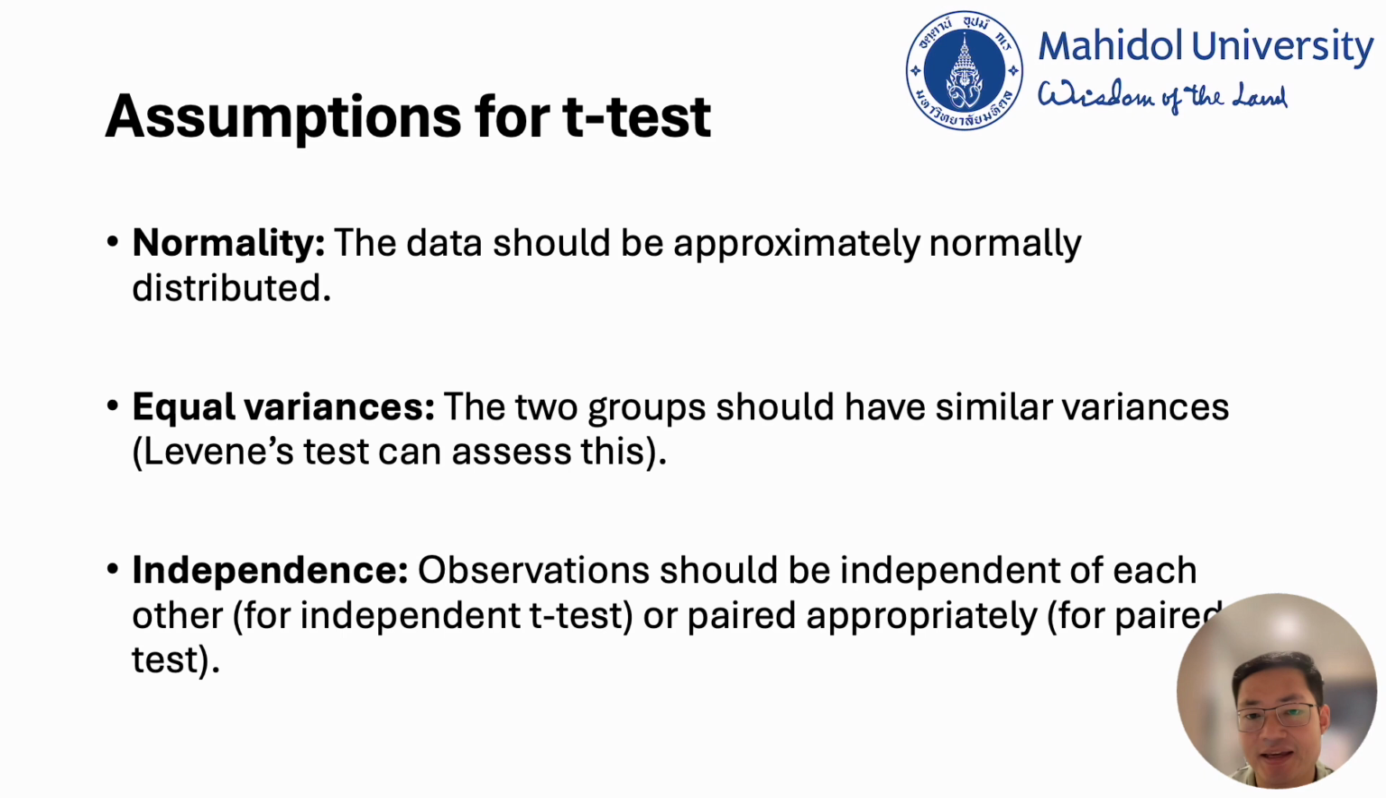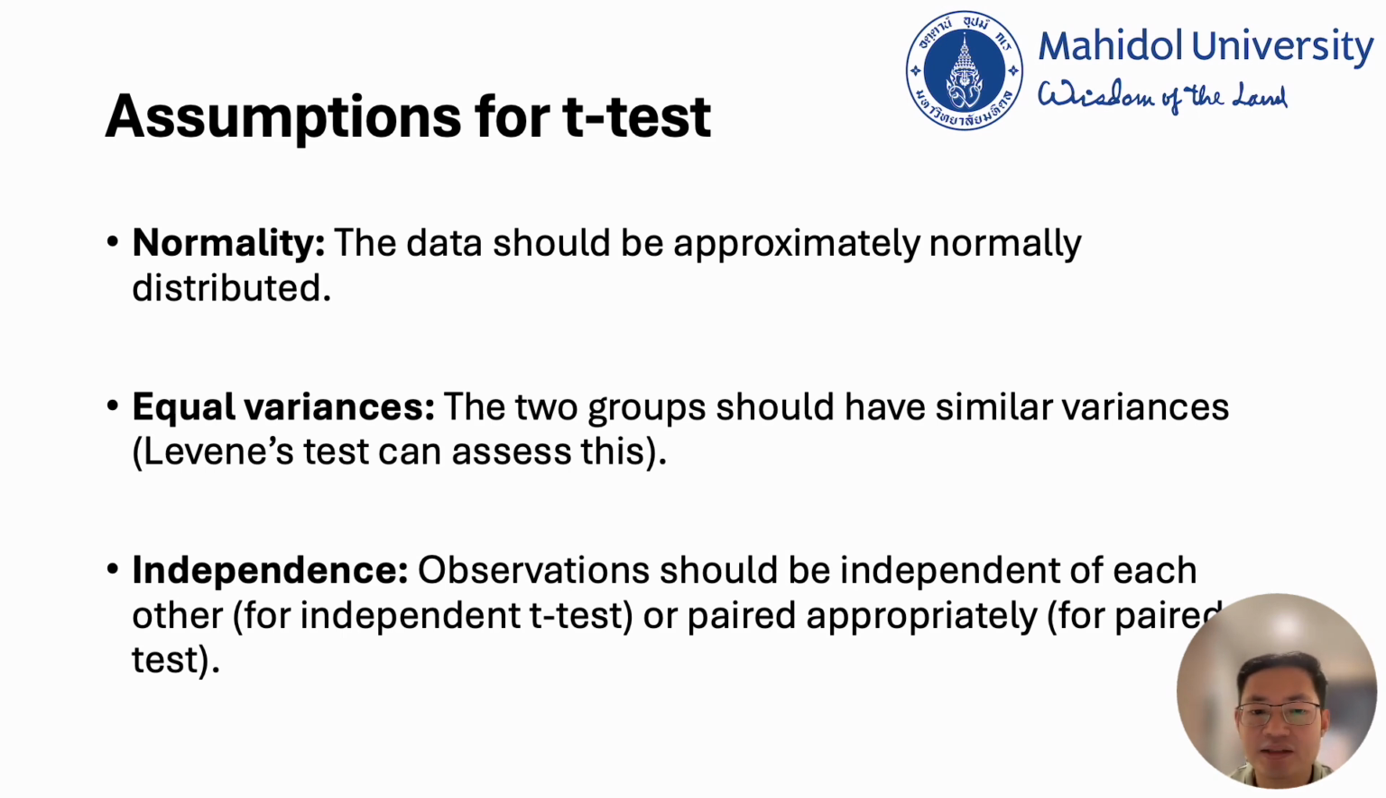Before we use a t-test, we need to ensure certain assumptions are met. First is normality. Your data should be approximately normally distributed. This is especially important for smaller sample sizes. Second, we assume equal variances. The variability of the two groups should be similar. Levene's test can help you check this.